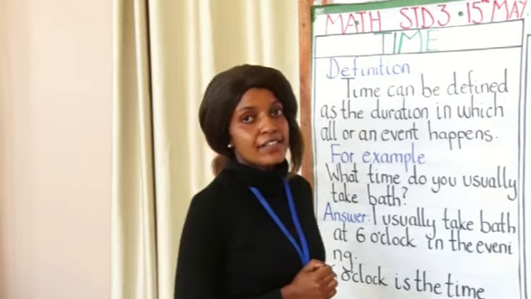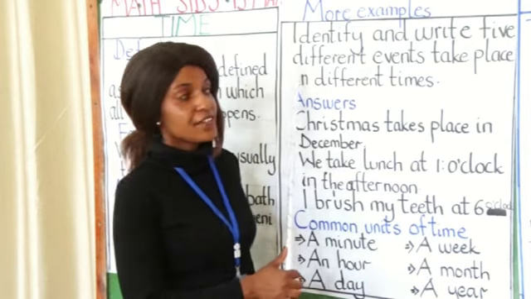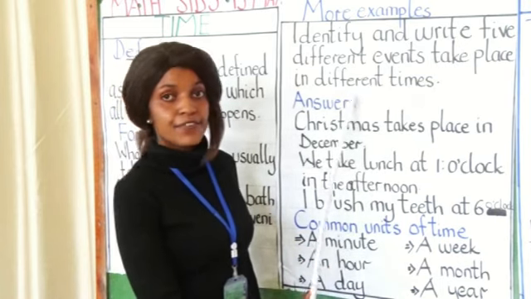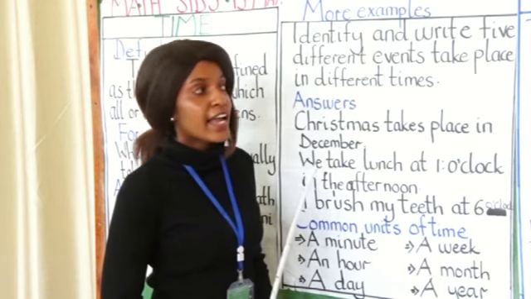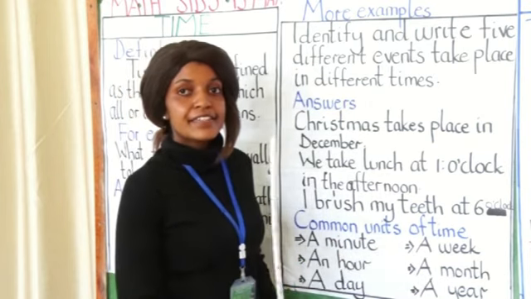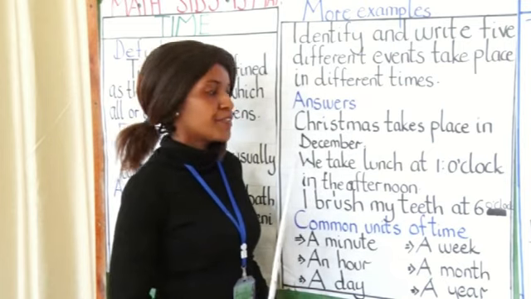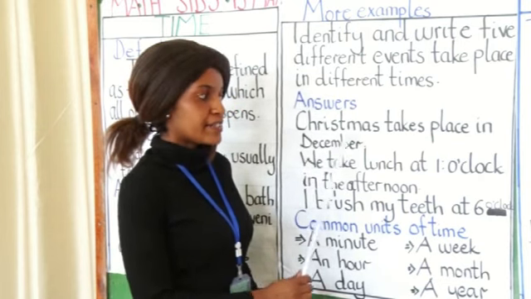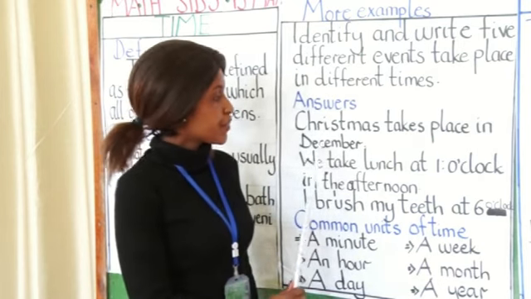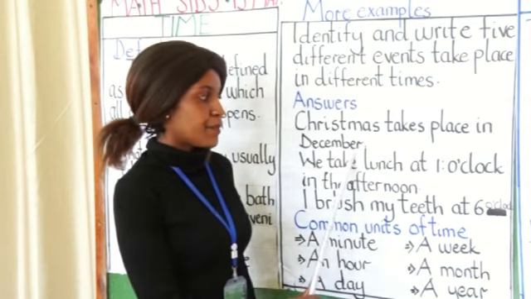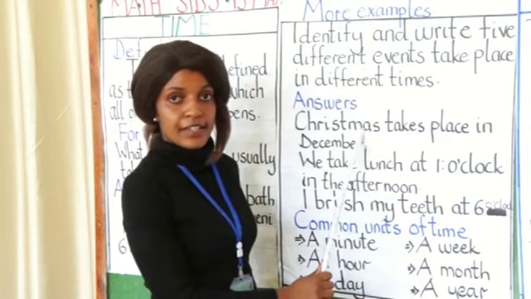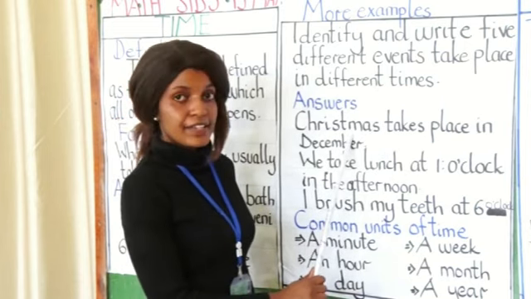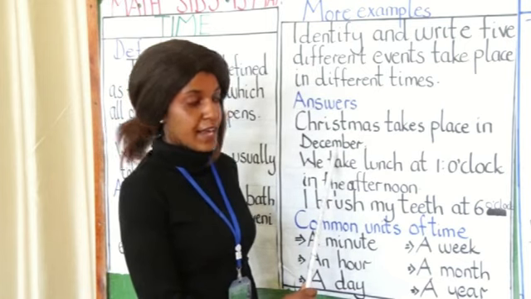Let us see more examples. For instance, we have a question which says, identify and write 5 different events that take place at different times. Now, the following are the answers. We have Christmas takes place in December. Christmas is an event. December is time.